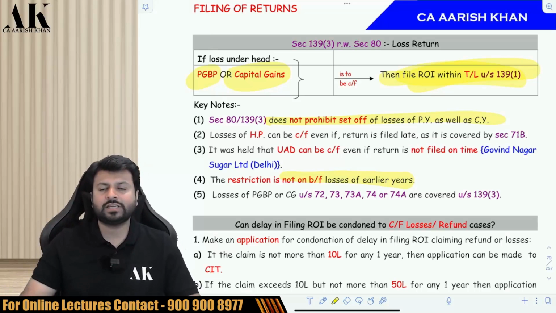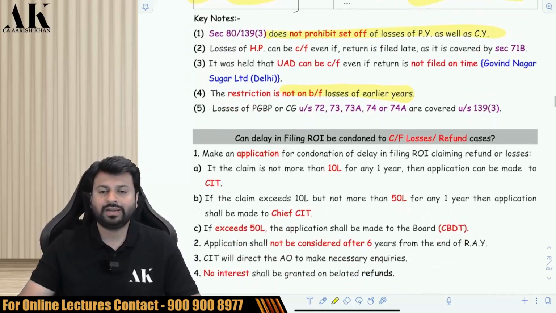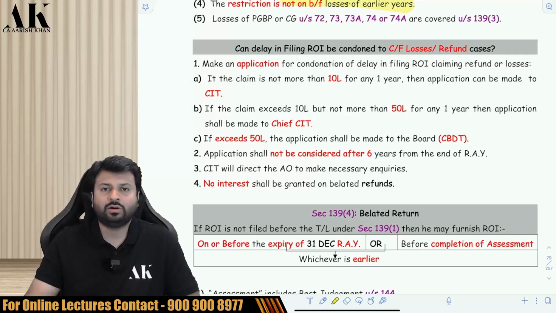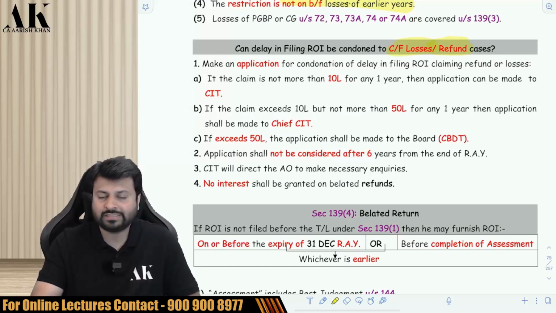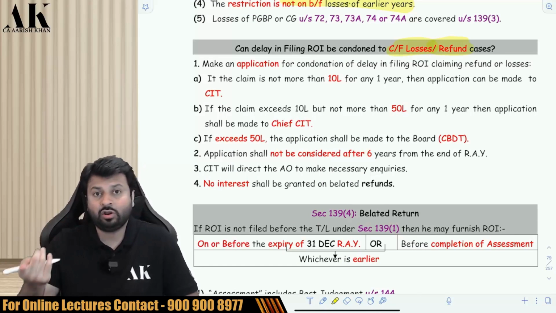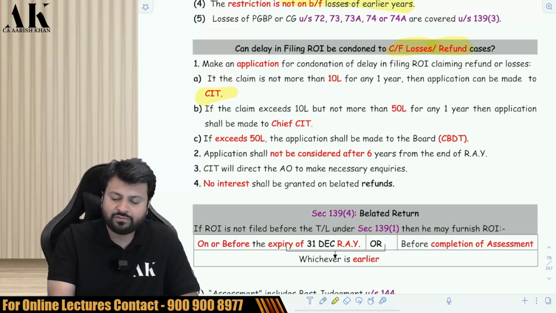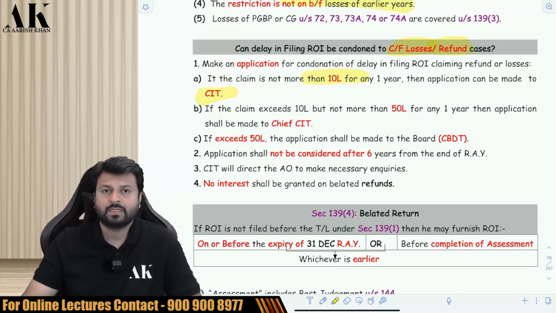Now, because of some genuine reason, I am not able to file the return on time. Will I be allowed to file the return late and carry forward the losses? The government has brought a CBDT circular which is very important for us here, which talks about a genuine reason. If there is a loss in your case which you want to carry forward, or if there is a refund which you want to take from the government, you can make an application to CIT if your claim is up to 10 lakh rupees. So if your claim is up to 10 lakh rupees, you can make an application to CIT.